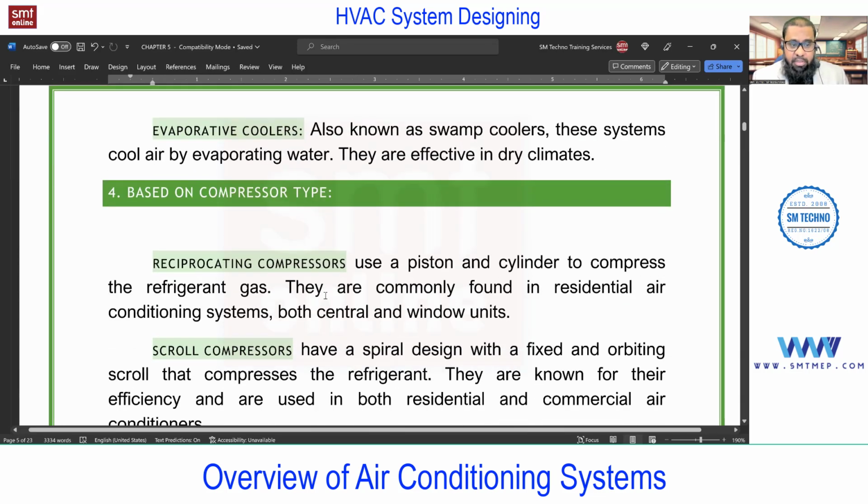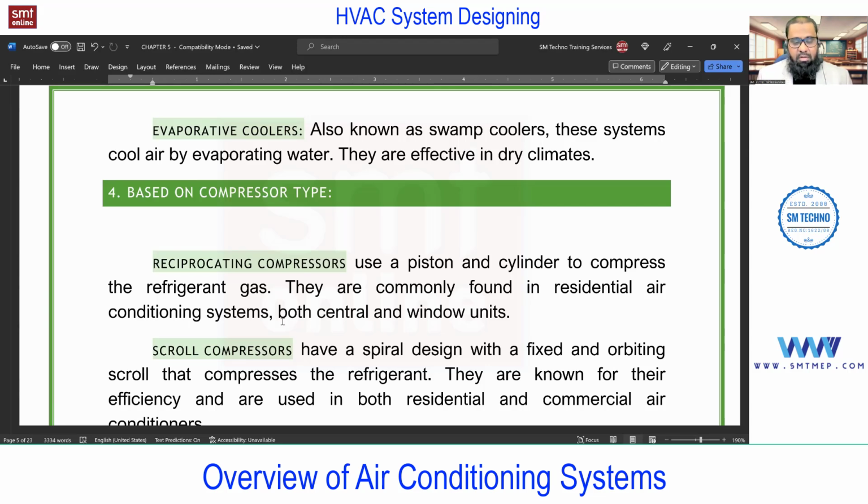Next, based on compressor type, these machines or systems can be classified as per the compressor type. For example, if I talk about a chiller, say an air cooled chiller, it can be a screw compressor type or a scroll compressor. So again, as per the compressor also the systems can be classified. As mechanical engineers, I believe most of the participants already know the different types of compressors. If anyone doesn't know, I request you to please go through it once.